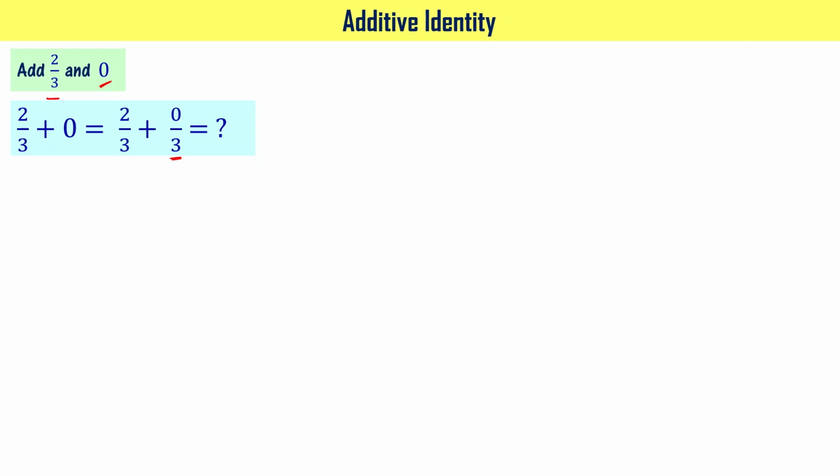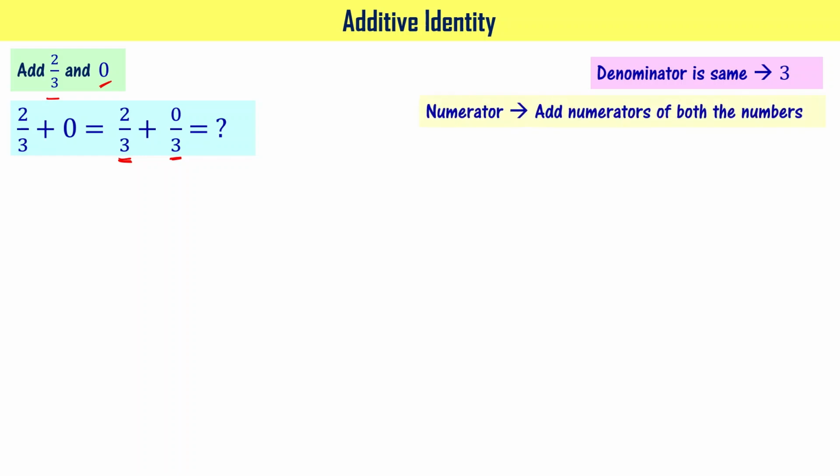But 2 by 3 plus, since the denominator is the same, since the denominator is 3 here, we want to keep the denominator 3 only so that the addition process is fairly simple, right? 2 by 3 plus 2 by 3 is what we have to find. Since the denominator is the same, the denominator of the resultant number is going to be the same number, that is 3. And the numerator is going to be obtained by adding the numerators of both the numbers.